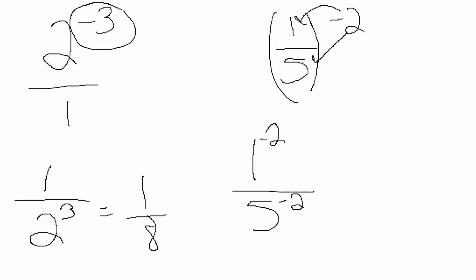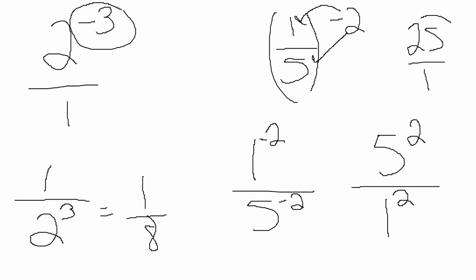There's my fraction. Now I flip it. Negative 2 goes on the bottom, but when the exponent changes sides, the sign changes. 5 to the negative 2 is on the bottom. It's going to go to the top, but the sign changes. 5 squared is 25. 1 squared is 1. So the answer is technically just 25.